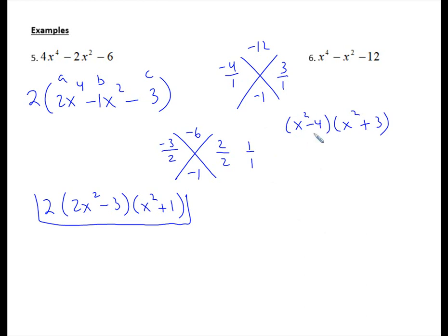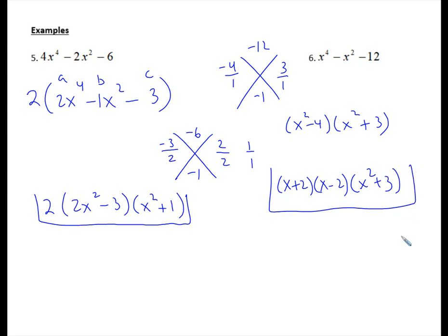I can factor the x squared minus 4 more. That's going to be x plus 2, x minus 2. Then I have the x squared plus 3. That's my complete answer factored out. Okay.